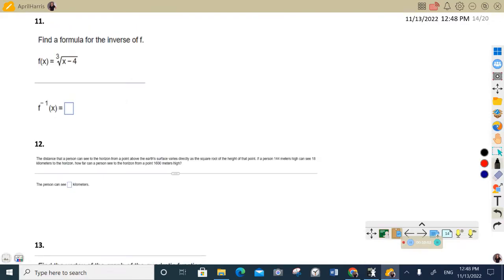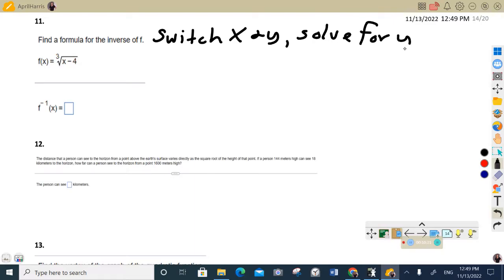Okay, question 11 wants you to find a formula for the inverse of f. When you hear the word inverse, I just think opposites. And so on inverses, what you're going to do is switch x and y and solve for y.